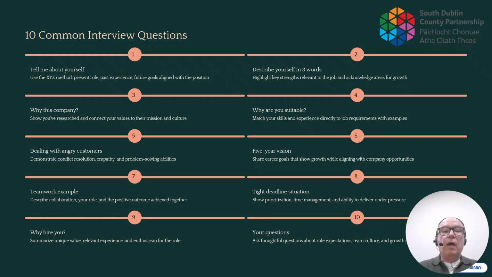So 6, your vision. So kind of share career goals and show your growth while aligning with company operations. I think it's very important there that you are showcasing what it is that you want from the role and what you want from your career, especially with an organization who wants to take on people and actually grow them with the organization and maintain them.